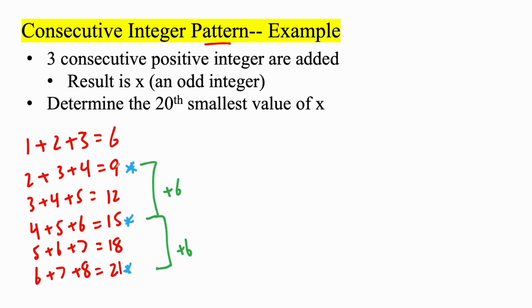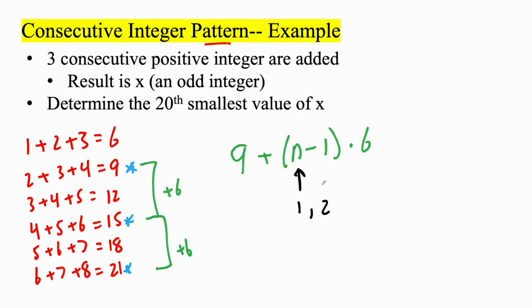So the first number that satisfies the condition is 9. So I'm going to say 9 plus parentheses n minus 1, close it, times 6. Why 6? Because we're adding 6 each time. But it's always a very good idea to verify it. So we want to find the 20th smallest value. The first number that satisfies the condition is 9. So if I put a 1 here, I should get 9. 1 minus 1 is 0, and 0 times anything is 0.